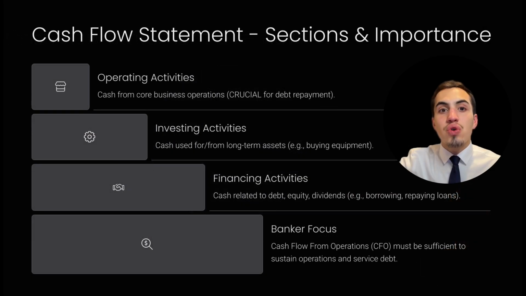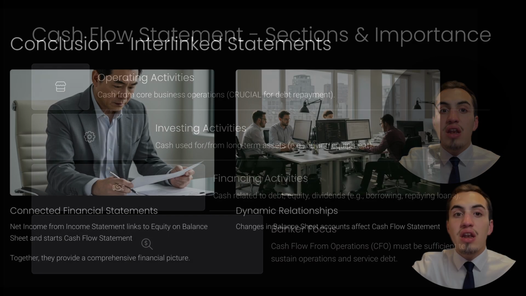Operating activities show cash generated from the main business. This is the most important section for lenders, as it indicates the company's ability to generate cash internally to sustain itself and service debt. Investing activities track cash used for long-term assets, like equipment. Financing activities show cash flows related to debt and equity, such as borrowing funds, repaying principal, or issuing stock. Bankers focus heavily on cash flow from operations to ensure that the core business is generating enough cash.